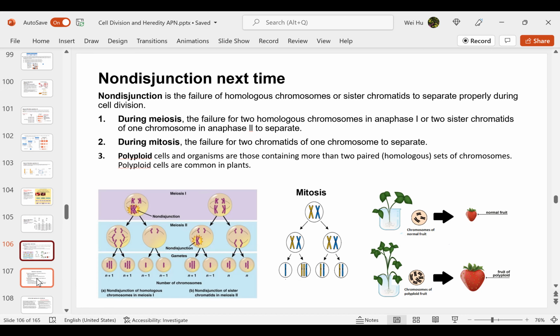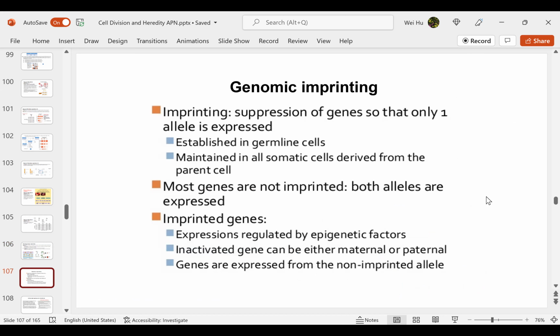Okay, so now that's a more complicated situation in genetics. They call it imprinting. It means that although your gene is showing normal, you have a dominant allele, but it didn't show dominant. Okay, so that's because of your internal environment.